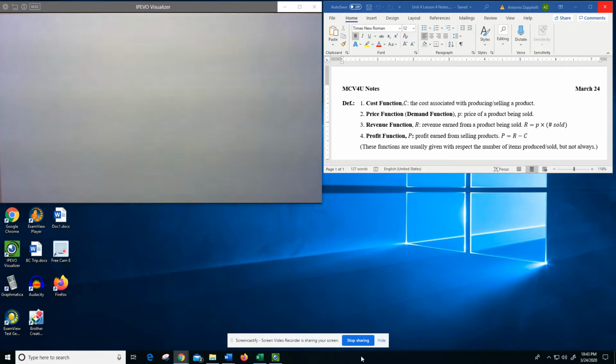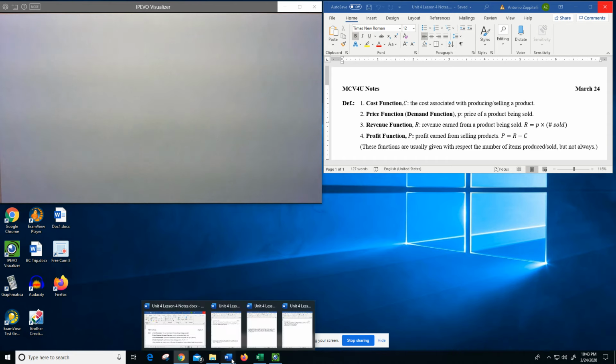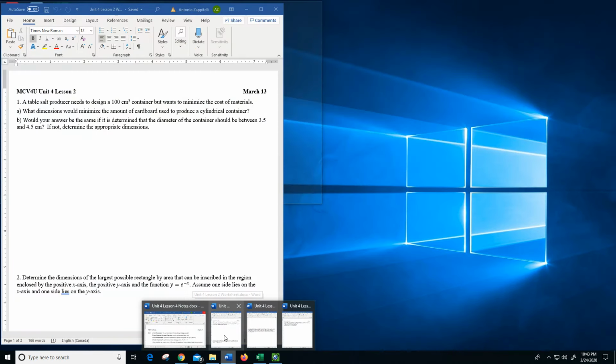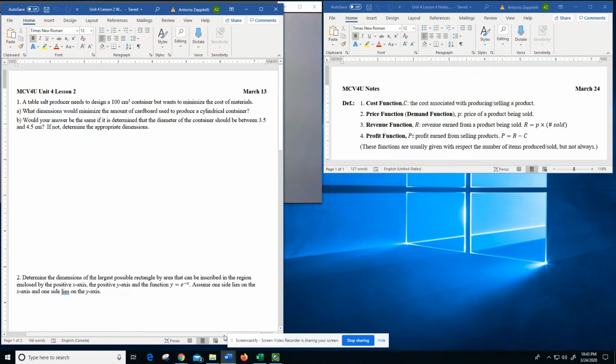All right, so I want to actually start by reviewing some of the questions we've already seen where we have these applications to economics. So if you look at lesson 2, we had the question about producing the salt container, and the idea here was to minimize the amount of material used in order to produce a given volume for a container. Okay, so certainly a very important and common type of problem that one might encounter.